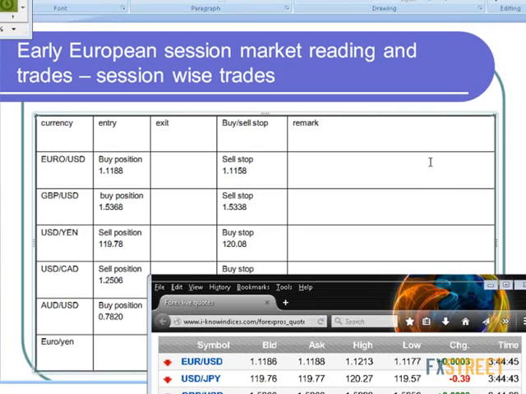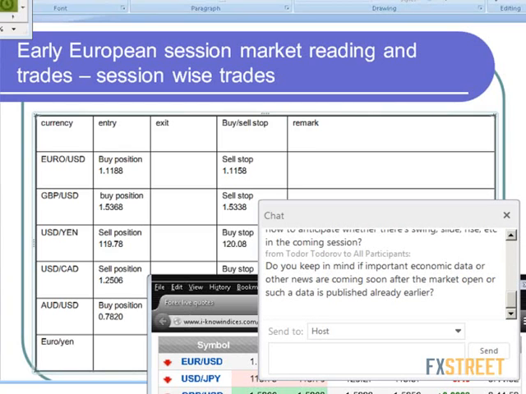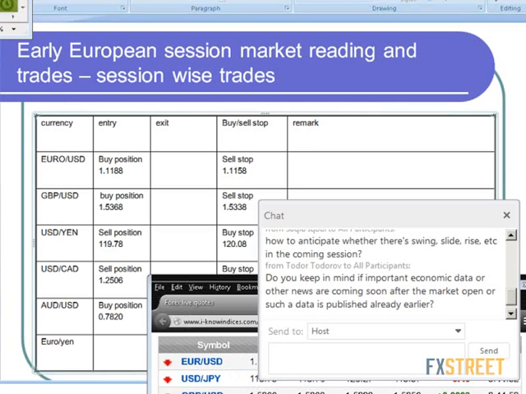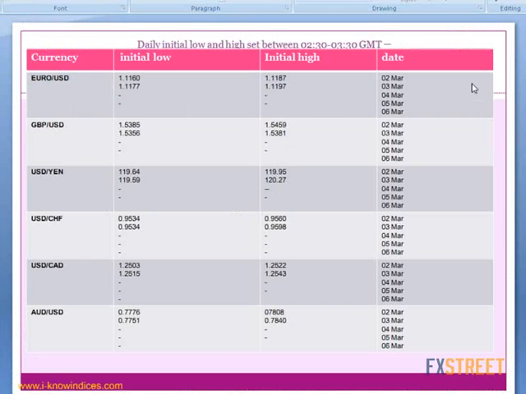Then squib. How to anticipate whether there is a swing, slide, rise, etc. in the coming session. Okay, in order to derive the rise, fall, or the swing, slide, etc., I spent nearly 14 years to develop the algorithm. It is not such an easy way we can find out whether they are going to rise or drop or whatever it is. It is a Herculean task. And it is not ordinary statistical calculations, it is sequential calculations.